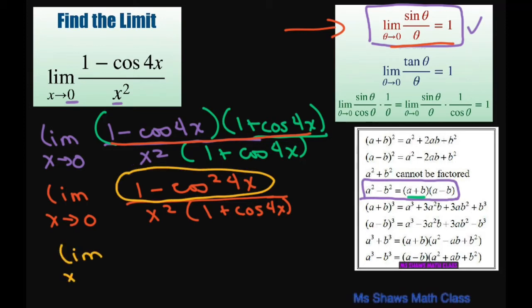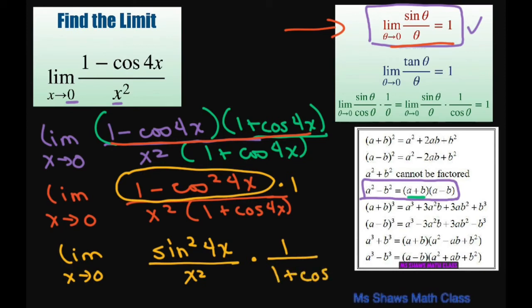So the limit as x approaches 0 of sine squared of 4x. Now what I'm going to do is divide this by x squared. I can multiply this by 1, so then I'm going to write this as 1 divided by 1 plus cosine of 4x. The reason I did that is because I keep wanting to make it look like this. It doesn't yet, so we're going to have to work on it some more.